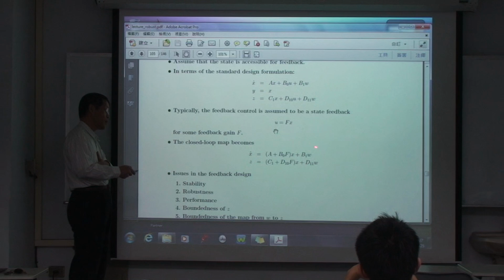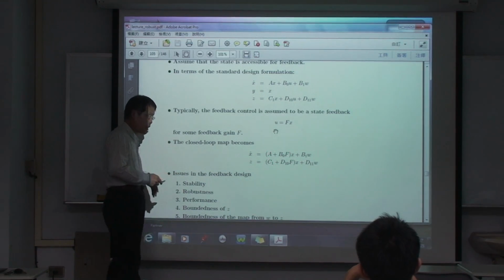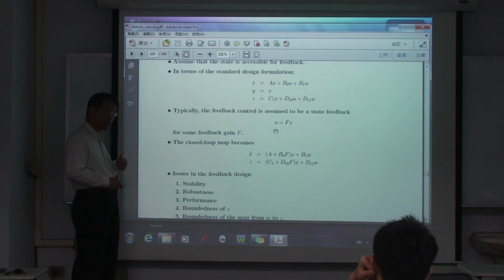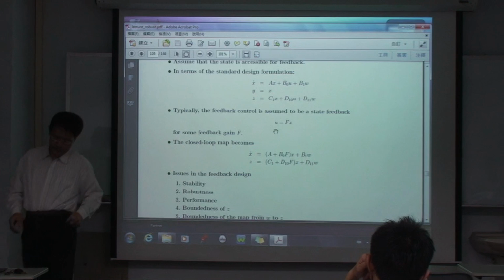Evaluate what? Evaluate internal stability, performance, and robustness. So far we already know how to evaluate stability, which relates to A plus B0F. We also know how to evaluate the performance as well as the robustness. So we will see how this comes out.